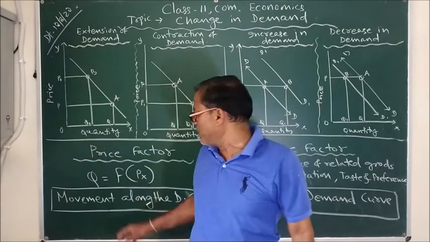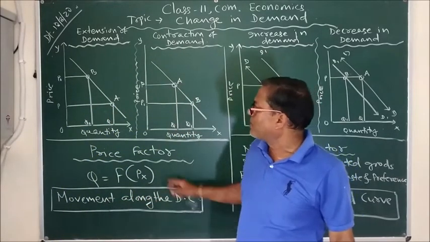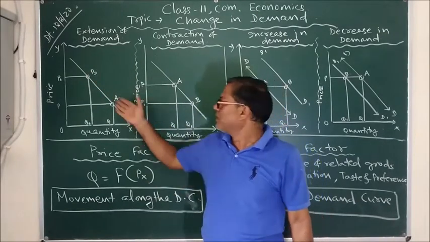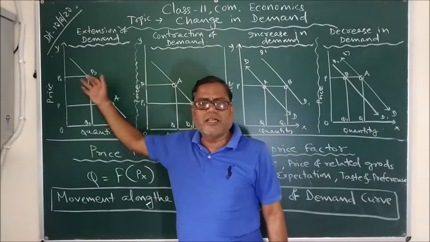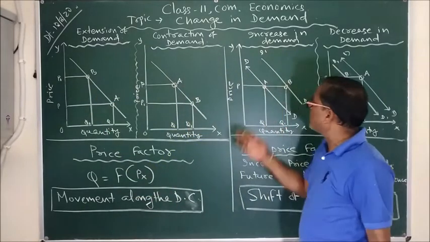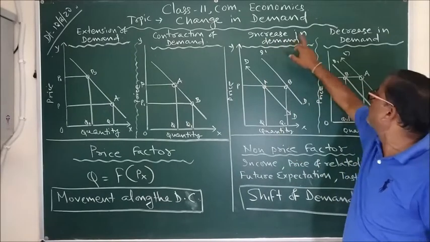You need to recall it with the name movement along the demand curve, because whenever the price is falling or rising, the consumer is moving along the same demand curve. There is no new demand curve. But now come to the other point, that is increase in demand and decrease in demand.